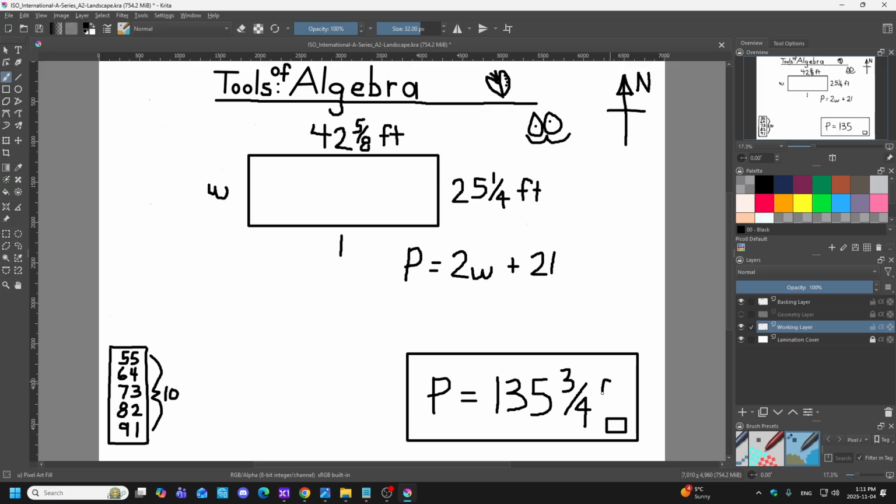Don't forget your units. There's your answer, and good luck. You will have a decimal value, but it's just a matter of converting it back from a decimal to a fractional.